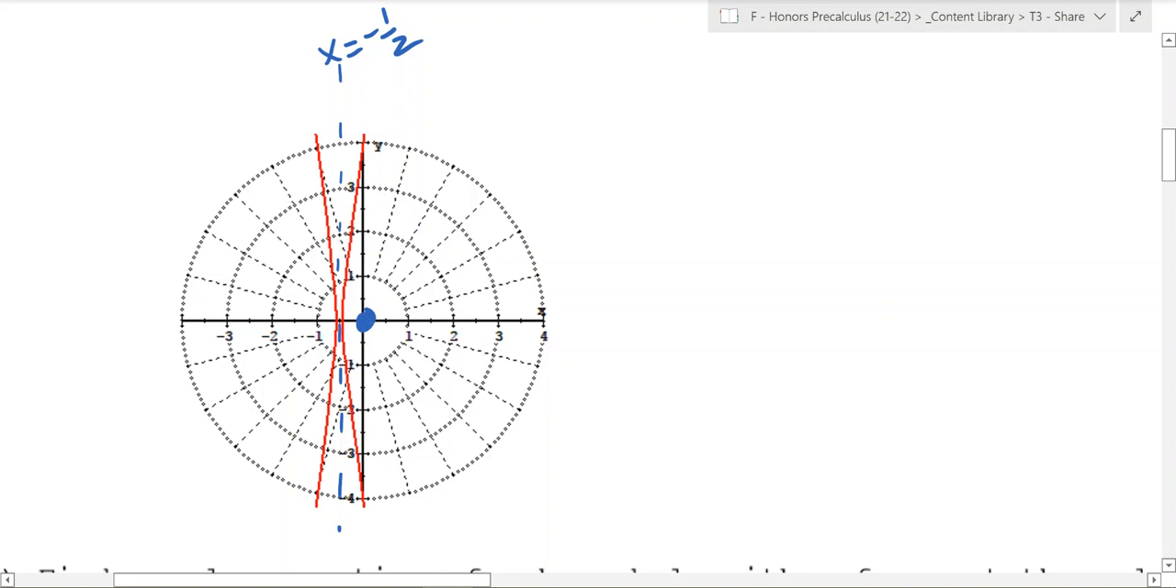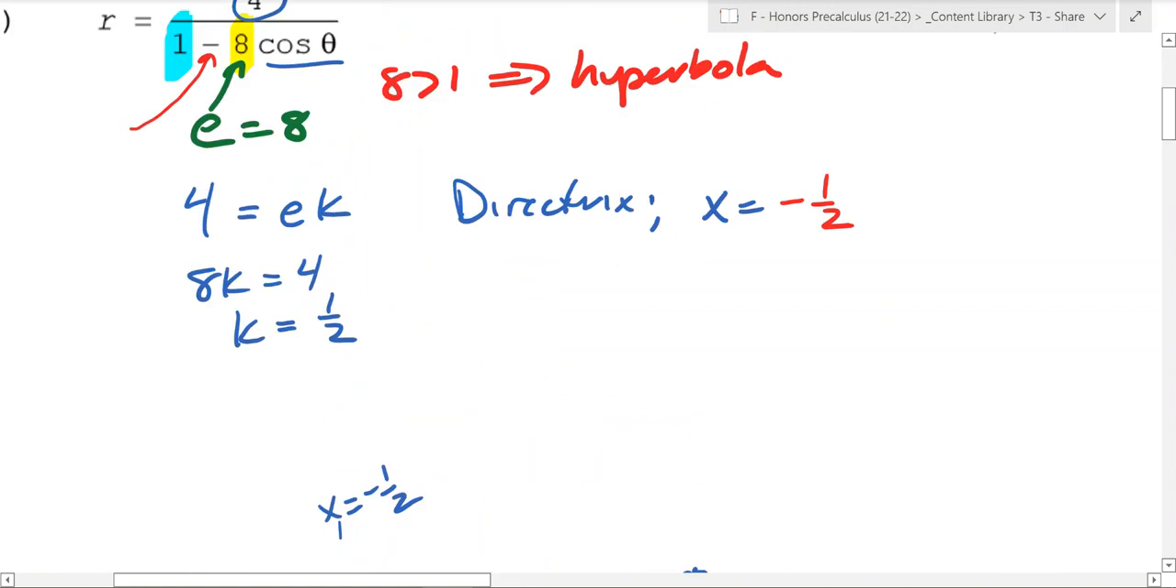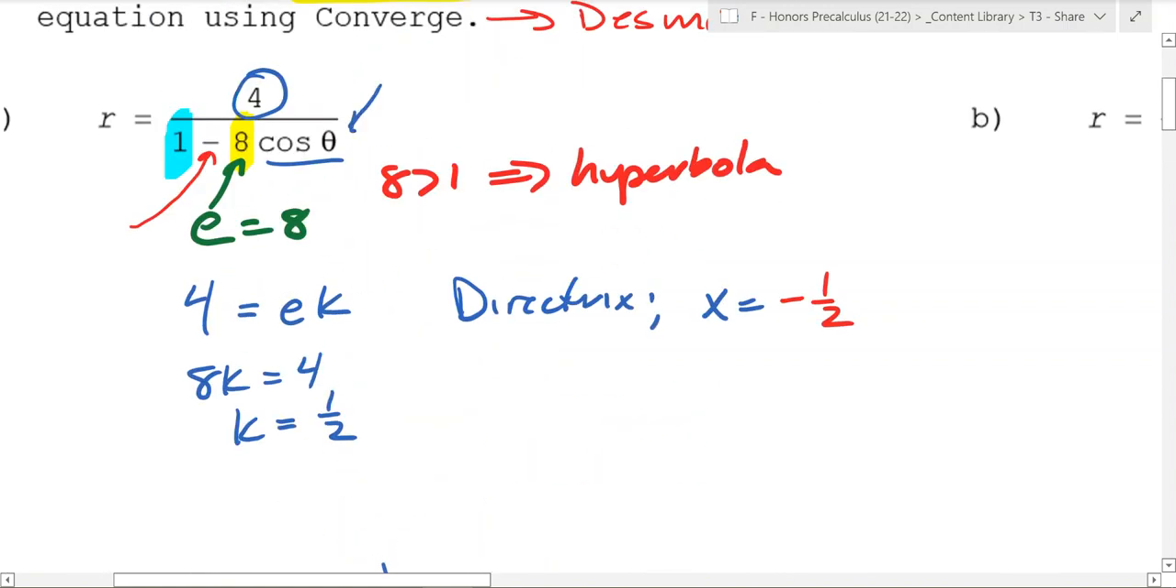So it's pretty close, so it's going to be pretty steep like this, and you can use Desmos or your calculator to get this graph. But the key thing to realize here is because it's cosine, it's side to side, so it's going to be x equals, and because it's minus here, it's going to be minus right there. So if it was plus, it would be plus a half. It would be on the other side.